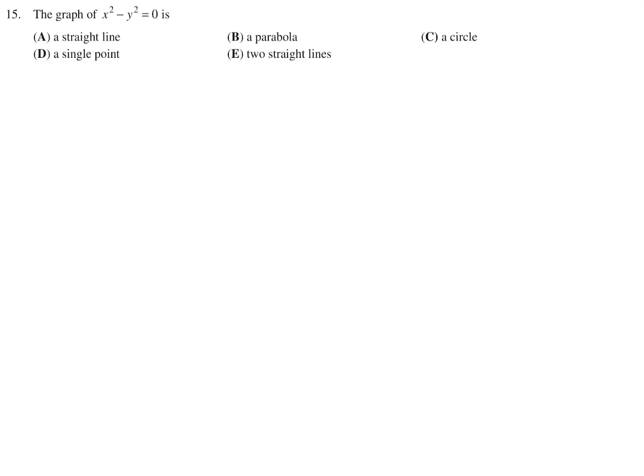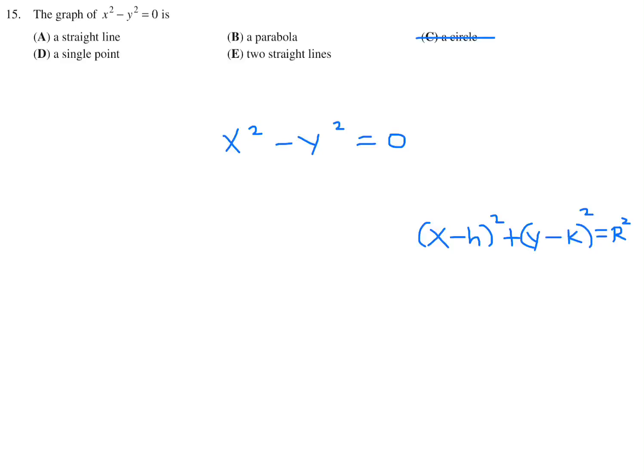The graph of x squared minus y squared equals 0 is. This is a really nice question. At first, I don't know if you can figure this out. The first thing I thought of is, isn't this a circle, right? You remember the equation of a circle. X minus h squared plus y minus k squared is equal to r squared, right? R is the radius, hk is the center. But in this case, r is 0. You can't have a circle with a radius of 0. So obviously it's not a circle.